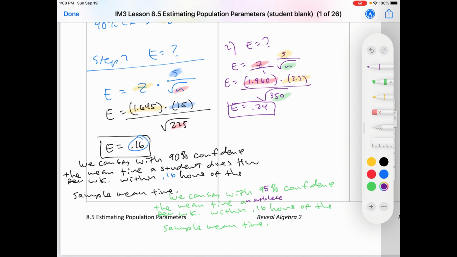What are they doing? Practices per week with N, what was our number? 0.24. 0.24 hours of the sample mean time.